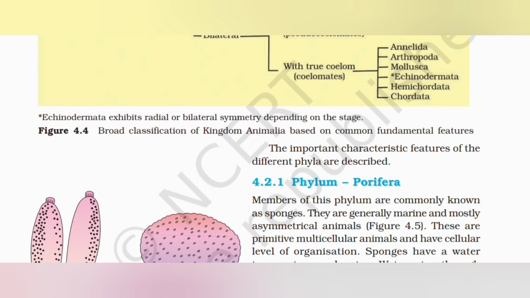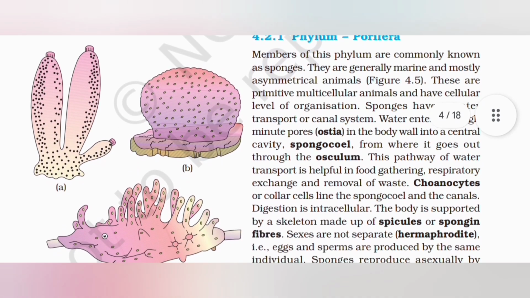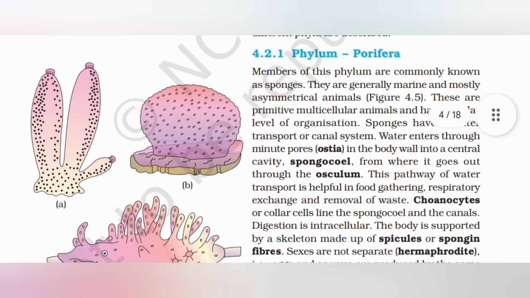The important characteristic features of the different phyla are described. Phylum Porifera. Members of this phylum are commonly known as sponges. They are generally marine and mostly asymmetrical animals. These are primitive multicellular animals and have cellular level of organization.